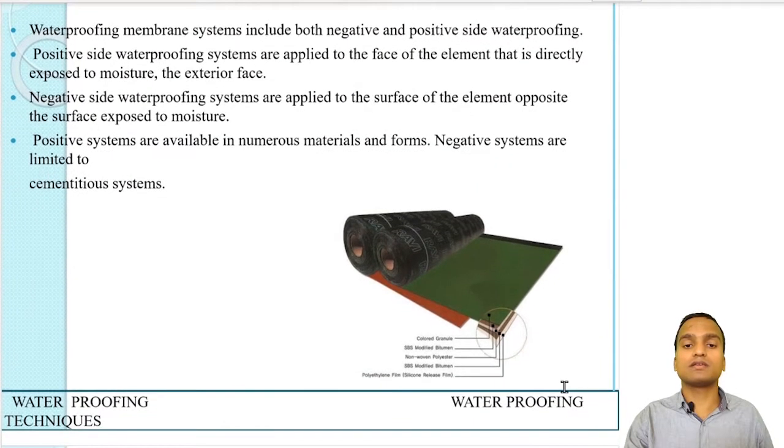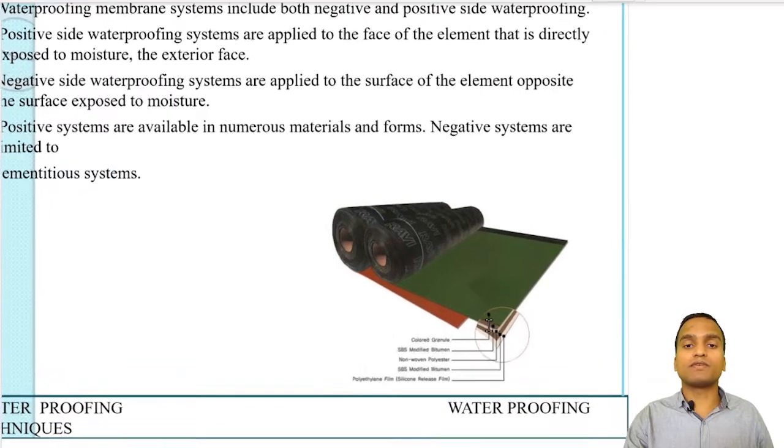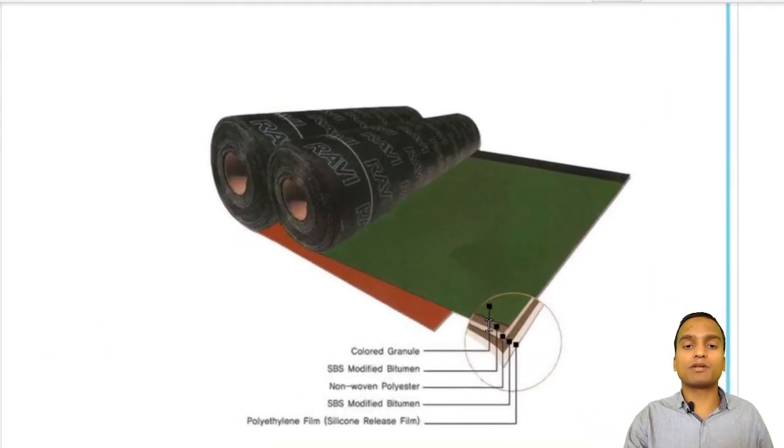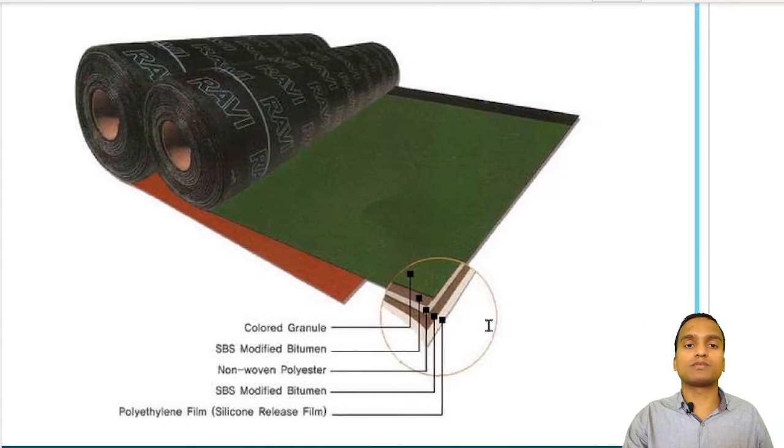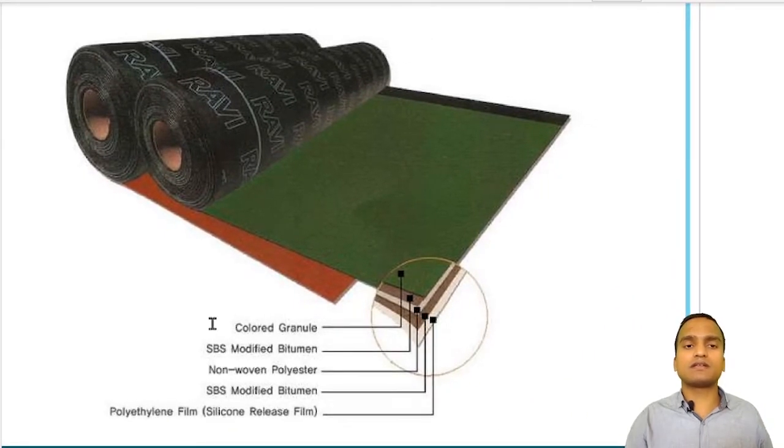So you can see this is a figure of a waterproofing membrane, and it is a 5-layered material. I hope you must be seeing it. So the first layer of the waterproofing membrane is the colored granule. Now colored granules are made to have a better appearance and better texture over the surface of these membranes. Now the second layer is the SBS, styrene butadiene styrene modified bitumen.